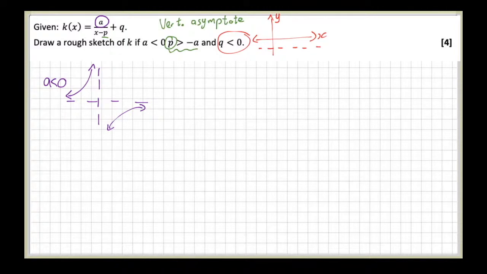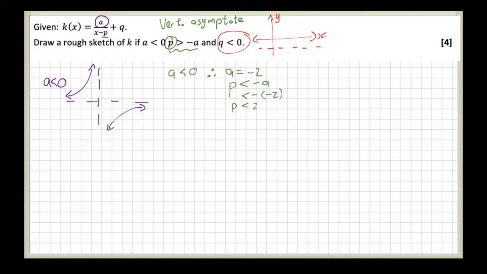They tell me that A is smaller than 0. So let's, for instance, say that A is negative 2. Now they tell me P must be smaller than negative A. So in other words, P must be smaller than negative negative 2, so P must be smaller than 2. Okay?